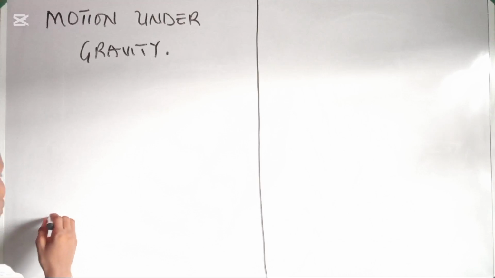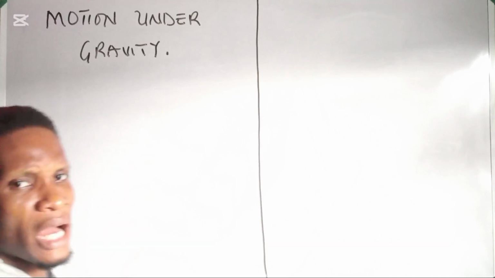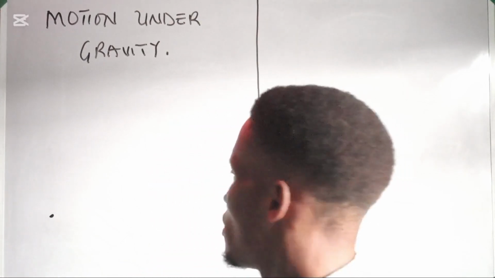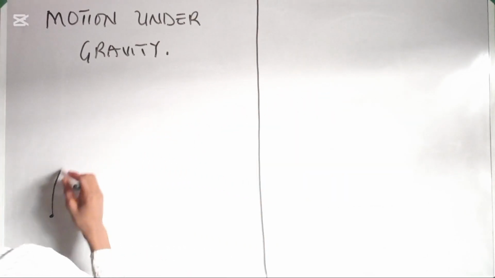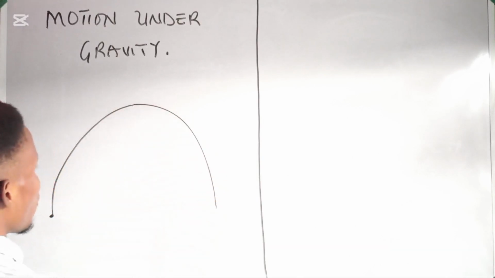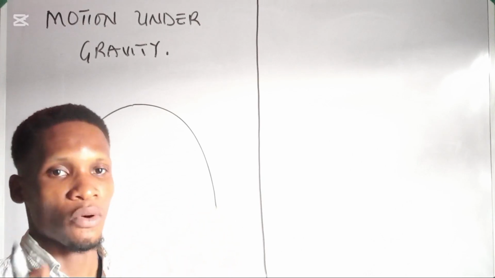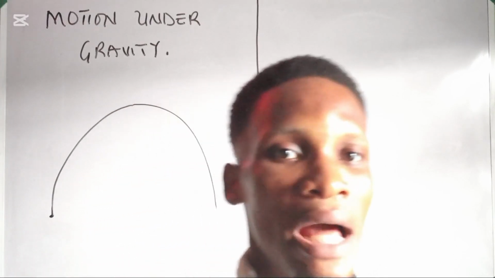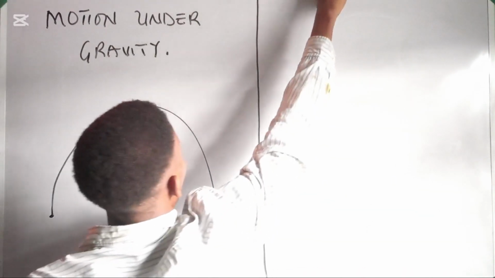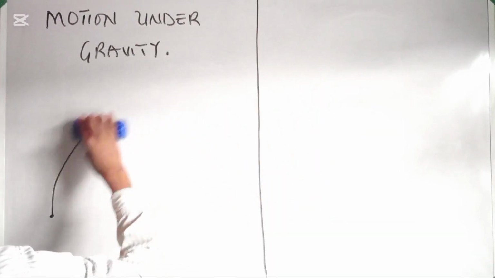Let's take an example. A stone is thrown upward and this stone moves like this. At a point it now comes down. We say that this one is on a vertical plane because it goes upward vertically. Let me break this down a little bit so you understand how the action of gravity affects this.